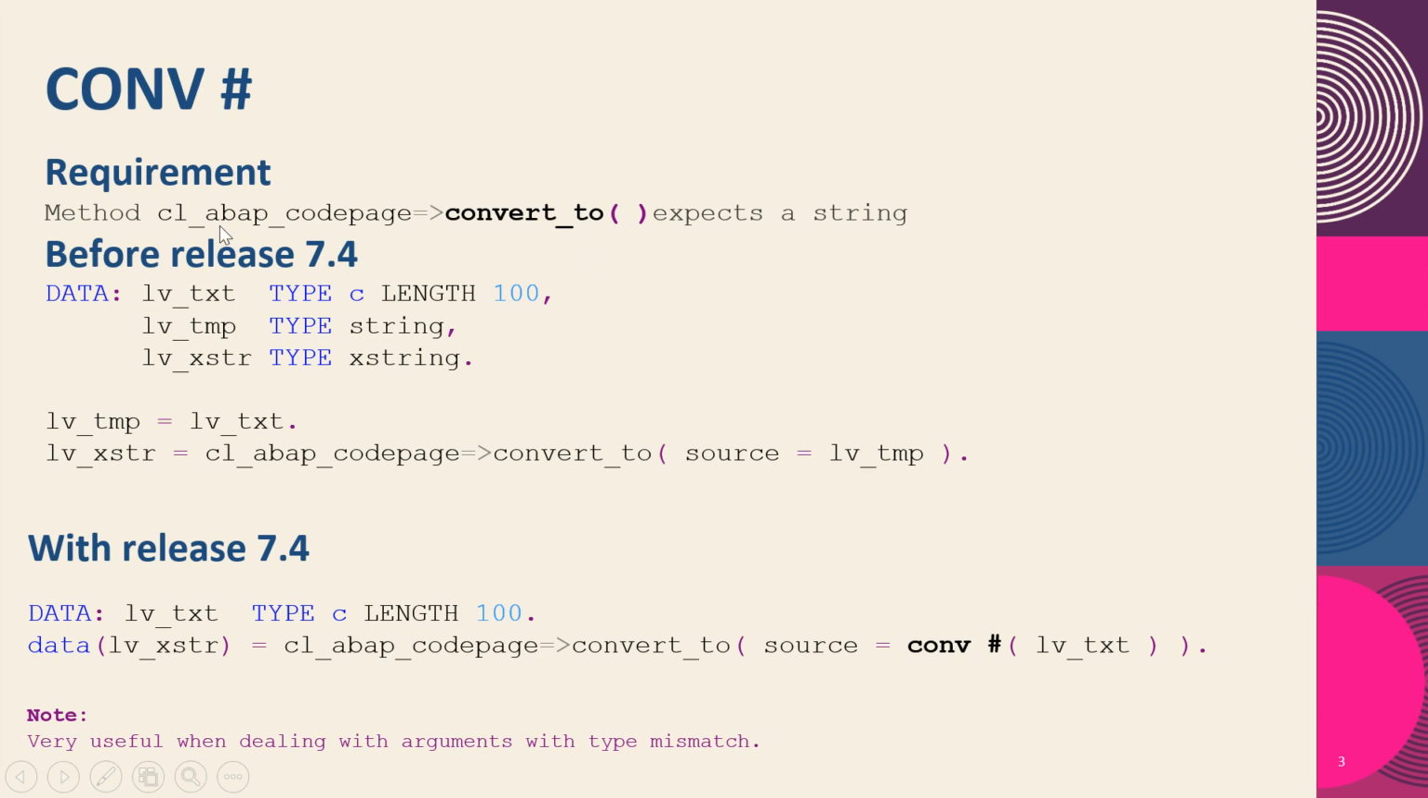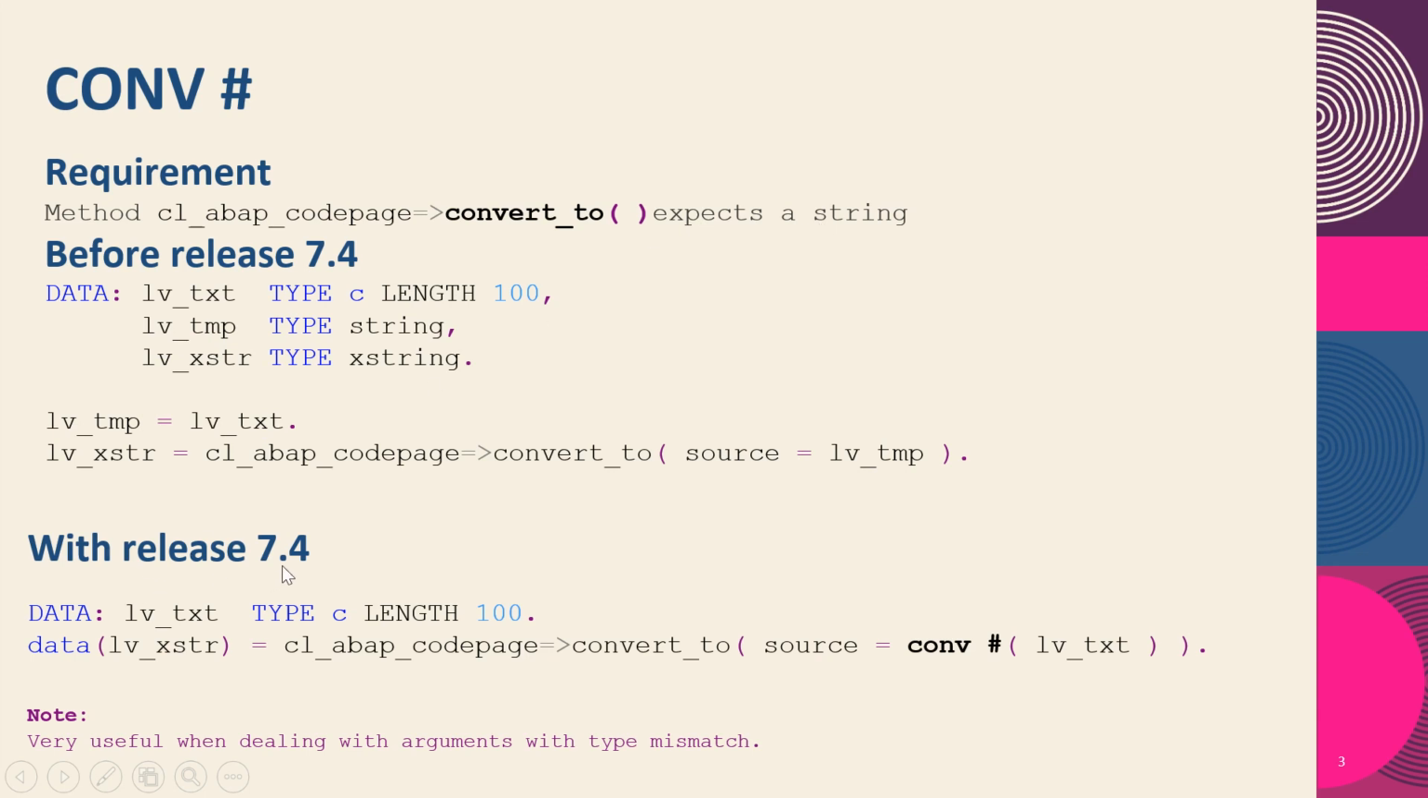For example, see this example: this class, code page and convert. This method expects a string. Suppose we have a character variable. What we are doing is creating another string variable, assigning this character variable to the string, and then we can pass this string variable because this method expects a string.